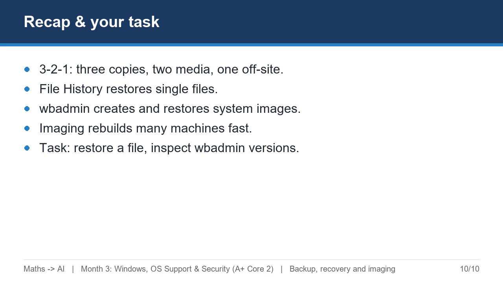Your task: on a test machine, turn on File History, create a document, delete it, and restore the previous version. Then run wbadmin get versions to inspect any system backups, and write a few sentences mapping a deleted file, a dead boot drive, and 10 identical machines to the right recovery method.